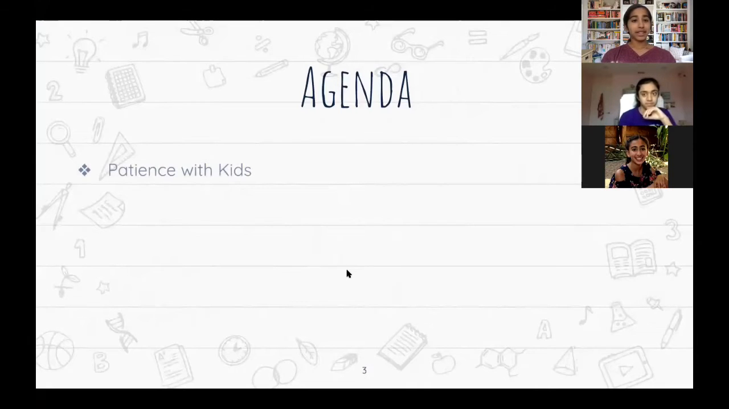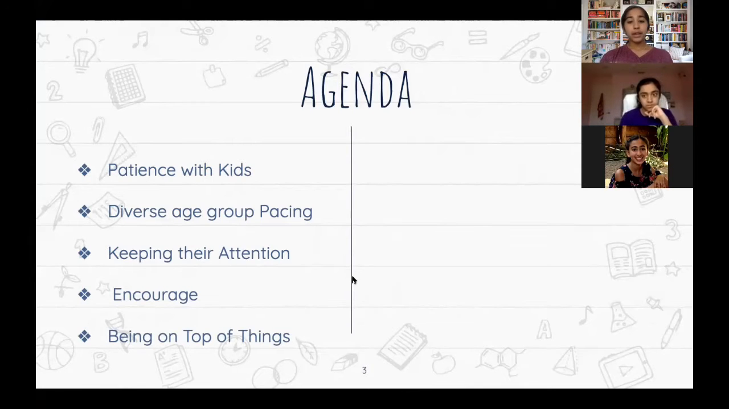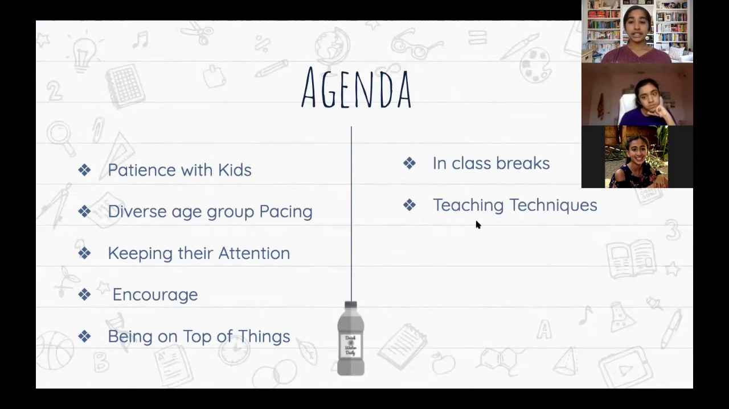So first we're gonna do patience with kids, then we're gonna do diverse age group pacing, followed by keeping their attention and courage, being on top of things. Then we're going to do our water break, which is just 2 to 3 minutes. We're gonna do in-class breaks, teaching techniques, extra software.